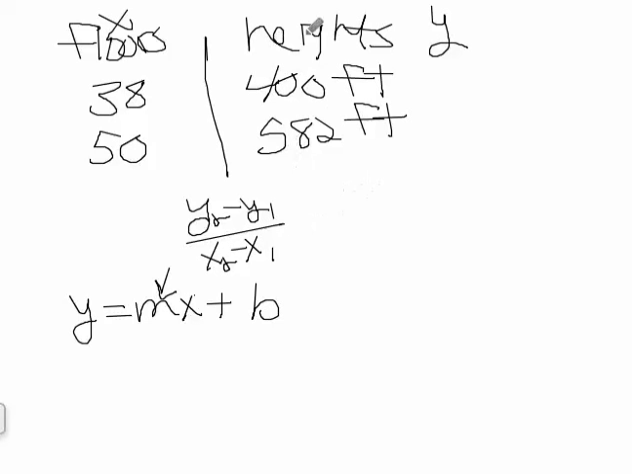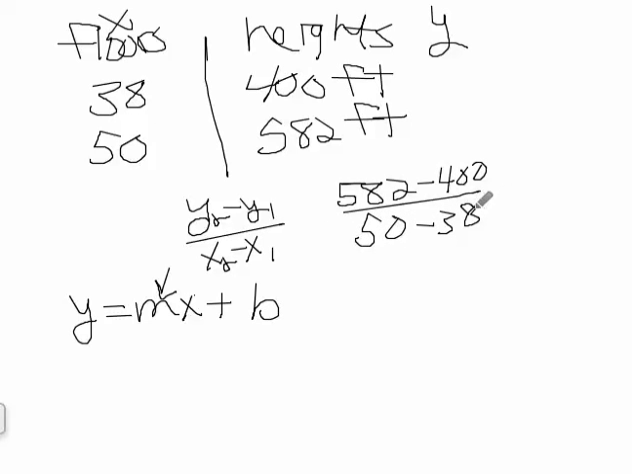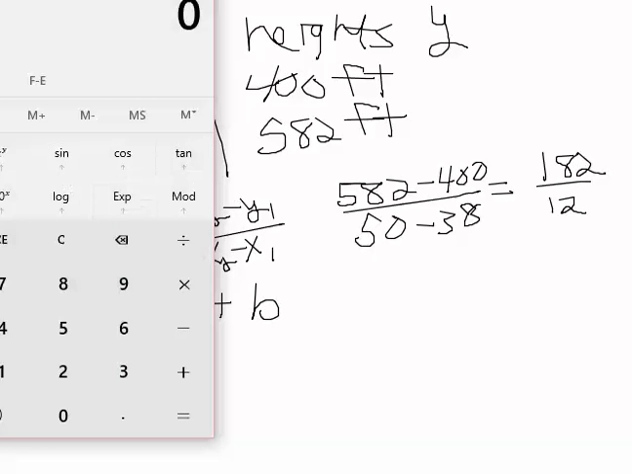So I'm going to use my made-up numbers to find out what my slope is. I'm going to take 582 minus 400 over, that's the difference in the y values, over the difference in the x's would be 50 minus 38. And then I'll simplify that, and 582 minus 400 is 182, and 50 minus 38 is 12. And then I'm going to calculate that as a decimal, so it's not so hard to work with.